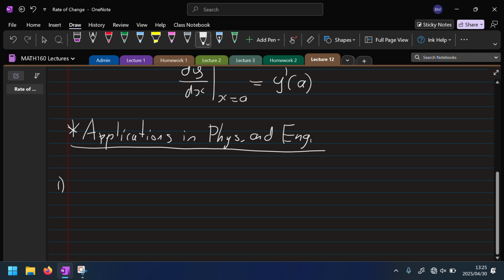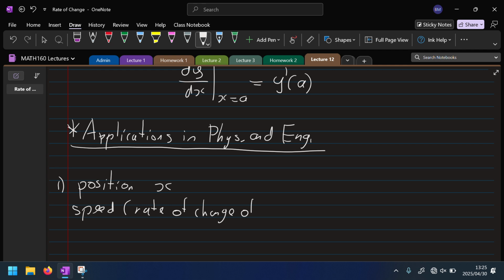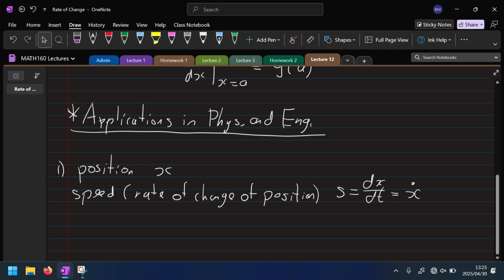So firstly, in physics, we have a position. So a position of something we call x. Then we have something called speed. That is the rate of change of position. You all know that. Call that the speed. And we can write that as dx by dt. Or a different notation, if you're doing the time derivative, you can write this as x with a dot on top.